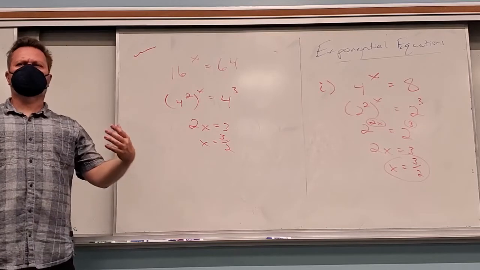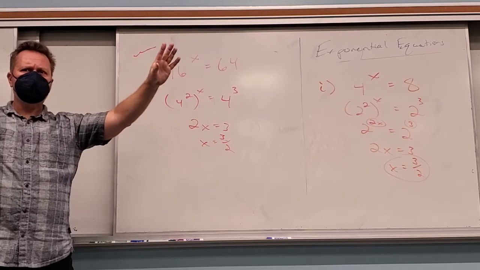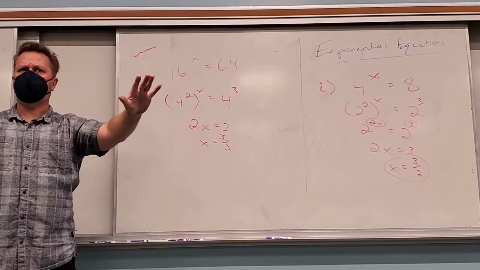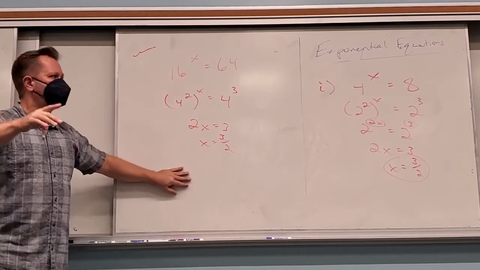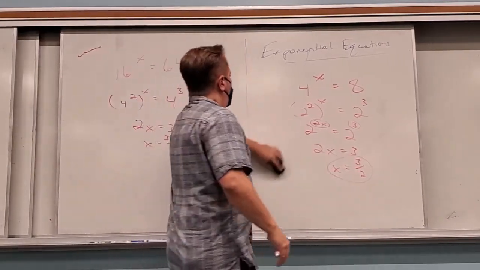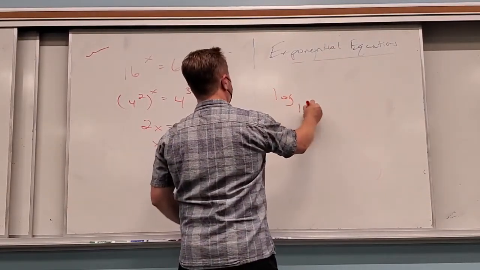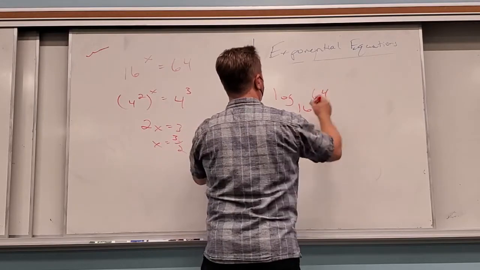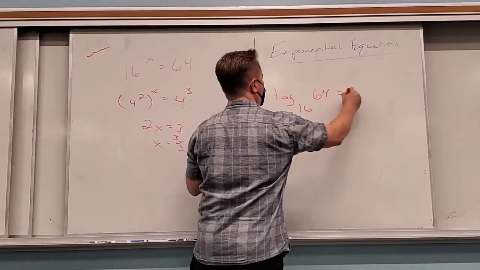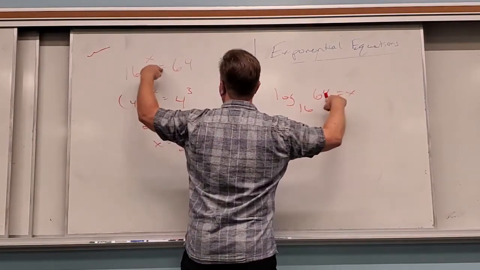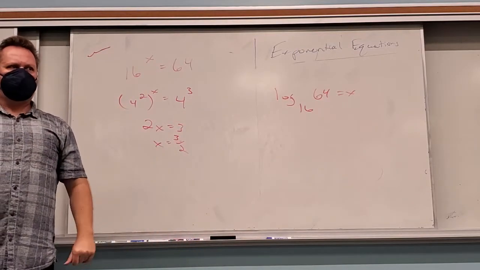Okay. How are you guys feeling about this so far? I mean, this is actually old news. The log stuff was sort of new, but it's just rewriting logs. We know how to do that. In fact, if the question was log base 16 of 64, wouldn't we set this equal to x, and then 16 to the x equals 64? This is what we've done before. So nothing amazing.